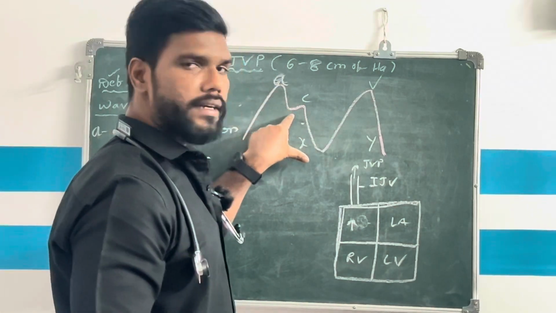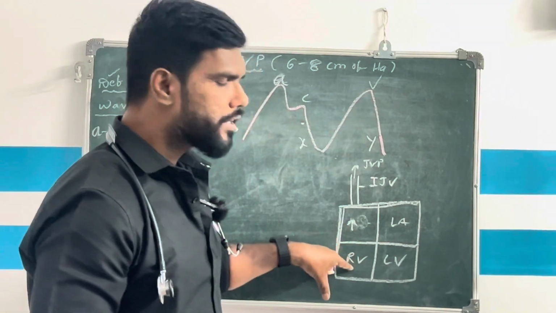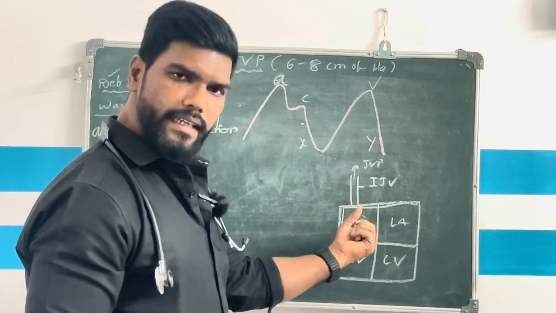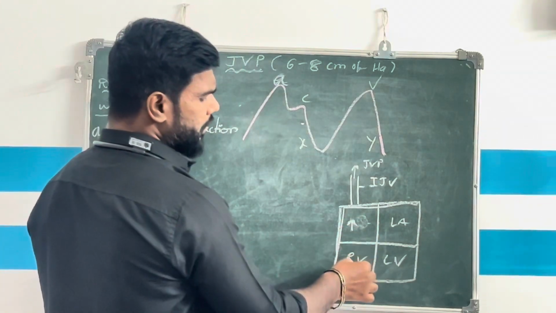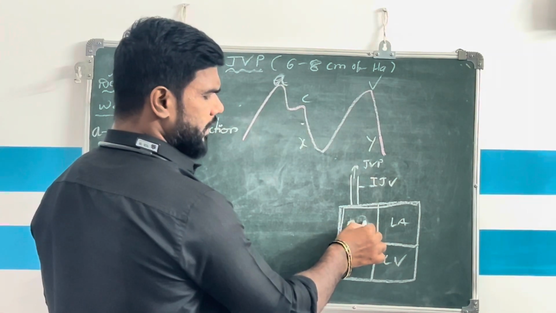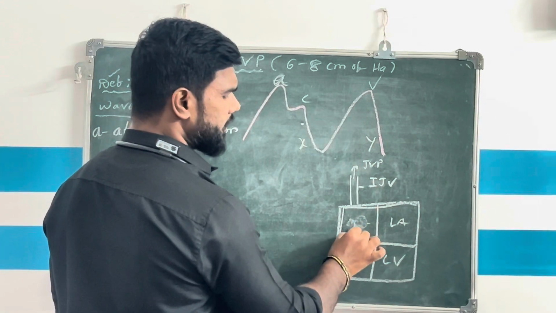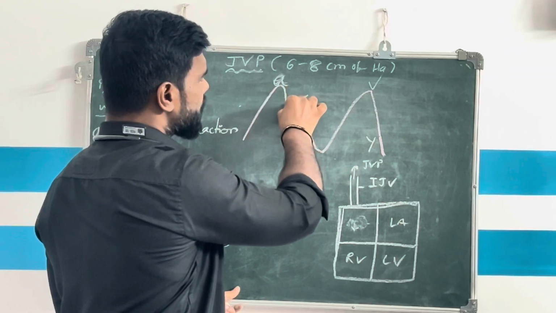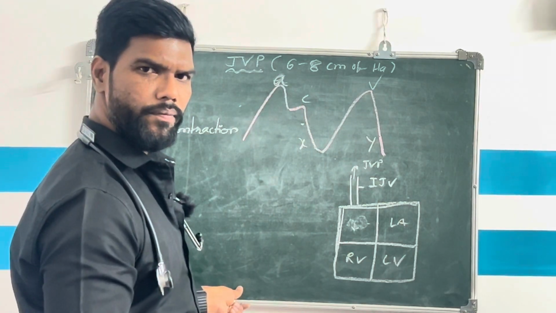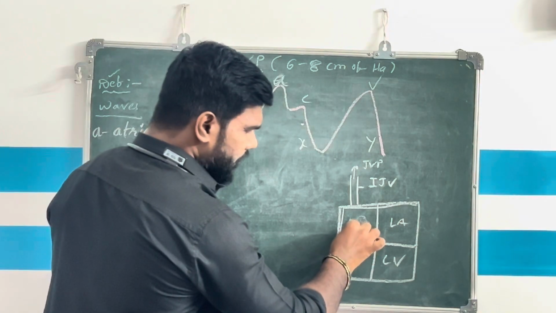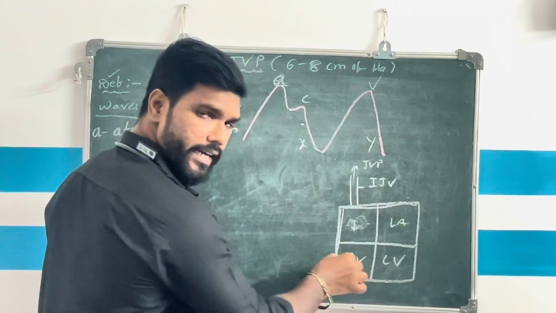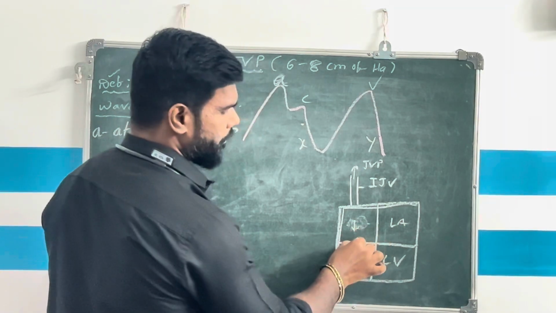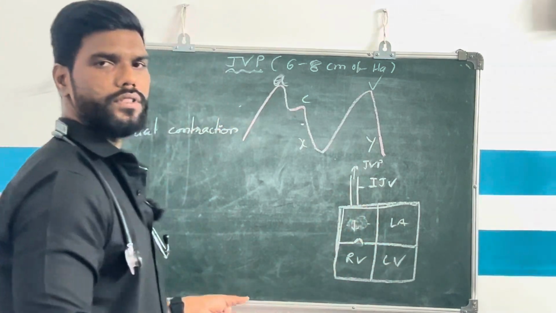After the atrial contraction, the blood is pumped into the right ventricle. We discussed this in the cardiac cycle. At that time, the pressure in the right atria is decreased. Then the negative wave is produced, and the waves go to the negative side. After emptying of blood from the atria into the right ventricle, the tricuspid valves are closed.